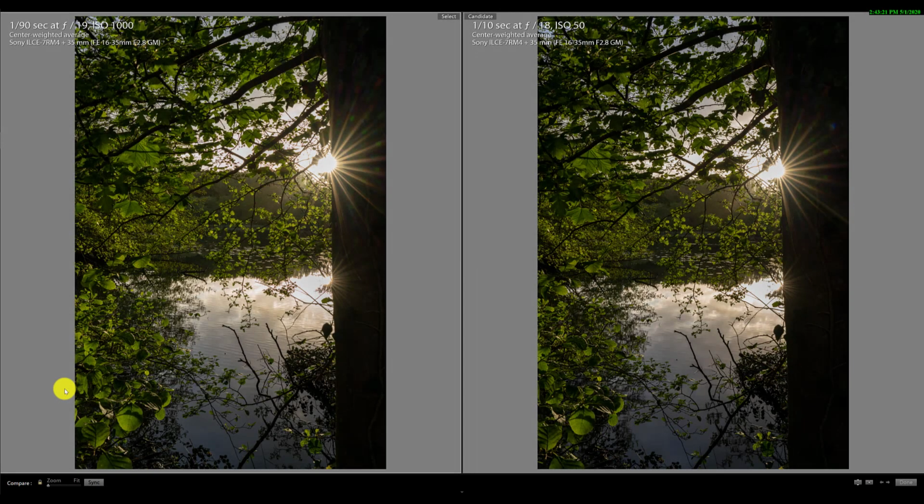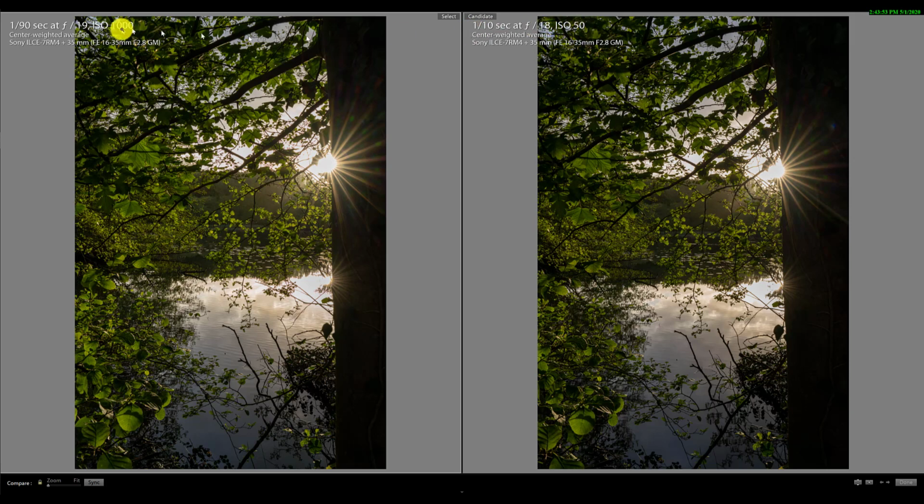Okay, here we are in Lightroom, and I've got two images on the display here. I'm only showing the two comparison images. These two images were taken within moments of each other. The sun is slightly different between the pair of them, probably because I moved between taking the two frames. But if you notice, the left-hand image is ISO 1000, 1/90th of a second, and all the other details up here are the same. And the right-hand image is 1/10th of a second, and it's ISO 50.